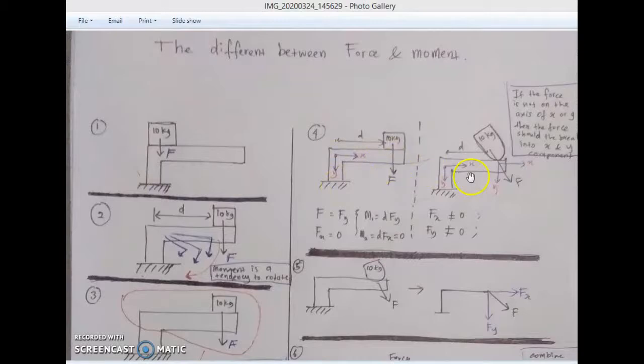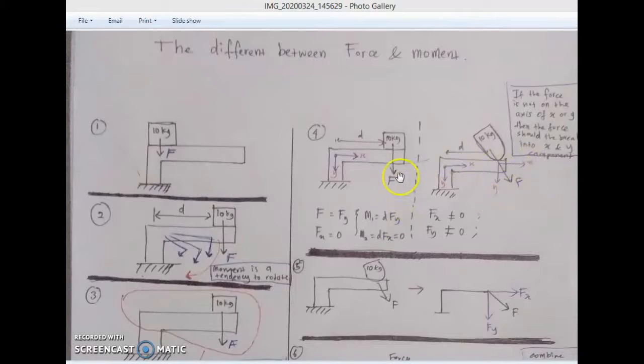Let's say the force acts like this, not along the Y axis or the X axis. So how are we going to calculate the moment? It is not simply that the moment is equal to F multiplied by D. There are some steps you need to do. You need to break the F into the components of X and Y.